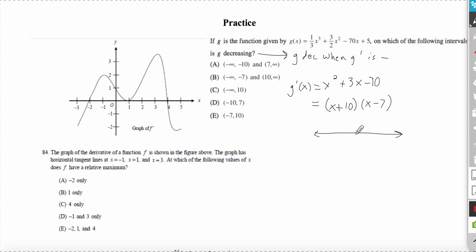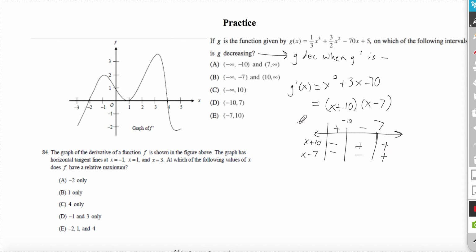So I do my sign chart for g prime, x plus 10, x minus 7. Always make sure you put your zeros in order. My first zero is negative 10, and then positive 7. All right, so I choose a number less than negative 10. It's going to be negative, negative. In between these two, I'm going to have positive, negative. And then after 7, I'm going to have positive and positive.